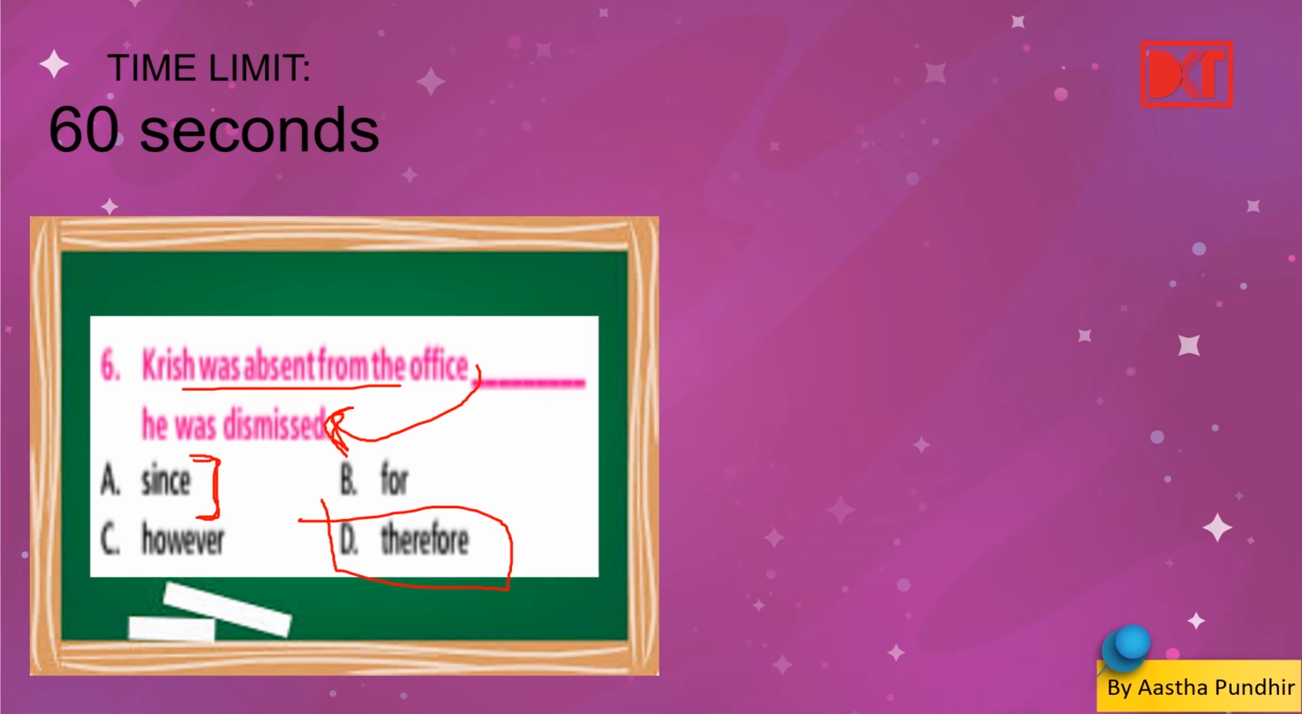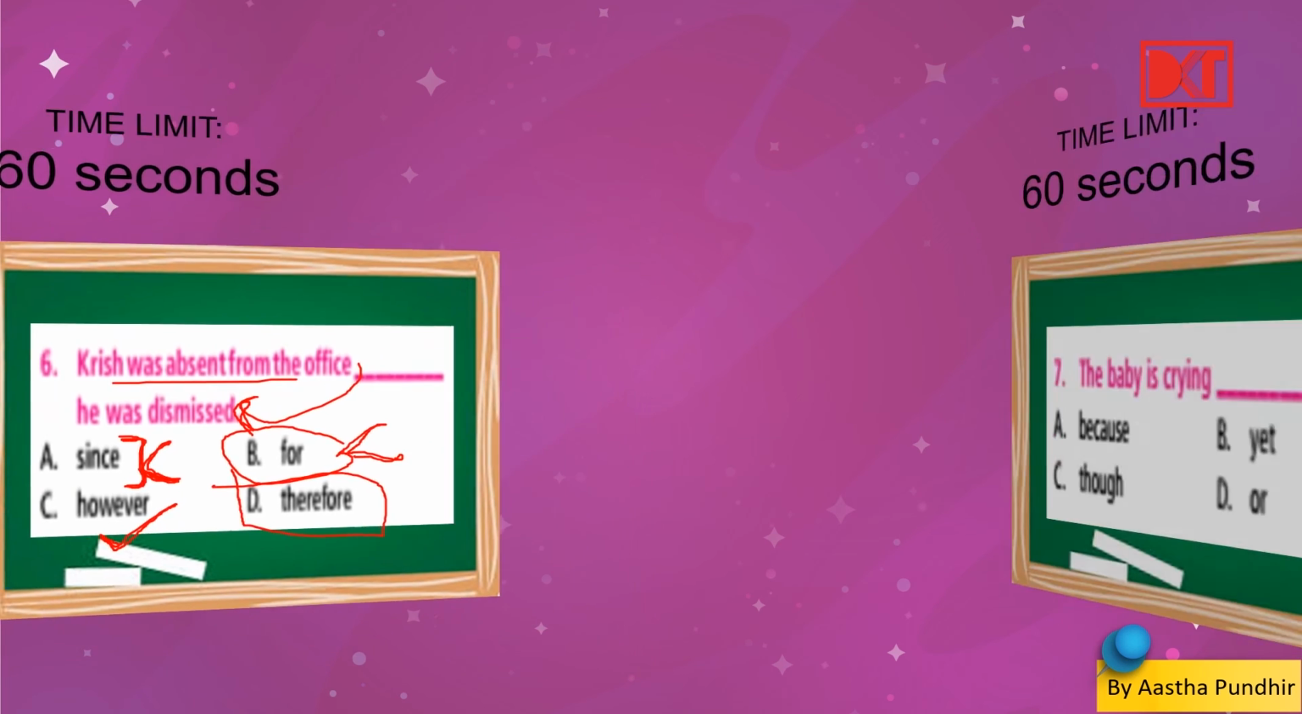Alright. Then others we have since. Since is used either to provide a reason or to talk about a duration starting from a certain point in time to now. For again is either used for a reason or providing a purpose. Then however again is used for contrasting the statements.